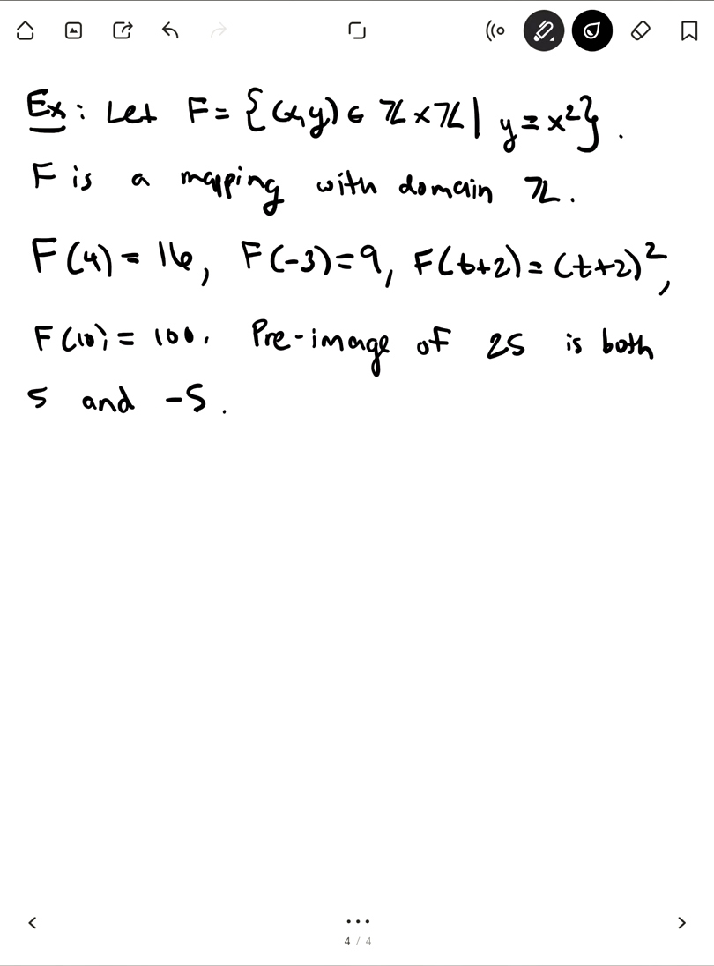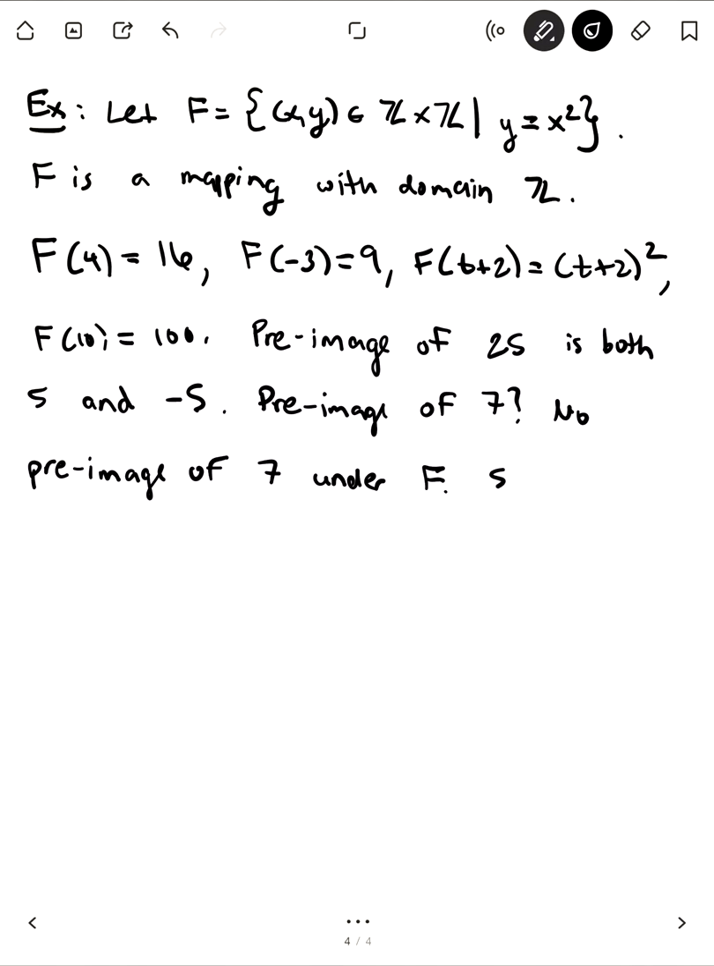So maybe let's think about the following. What is the preimage of 7? Now you might be tempted to say it's the square root of 7, but we all know that the square root of 7 is not an integer, and we've defined this function with domain integers. So there is no preimage of 7 under f. So 7 is not in the range of f.